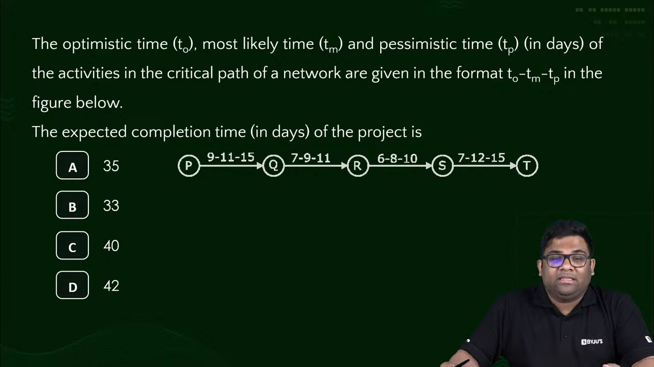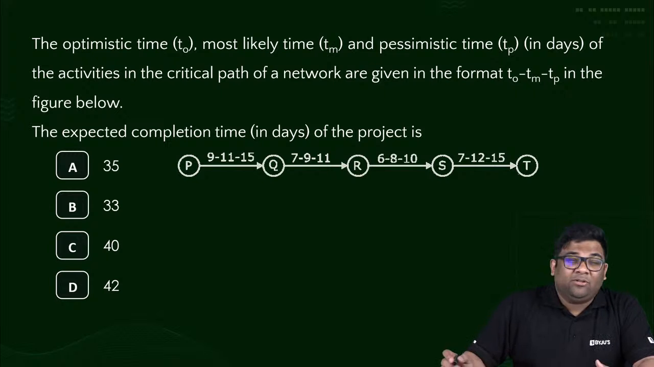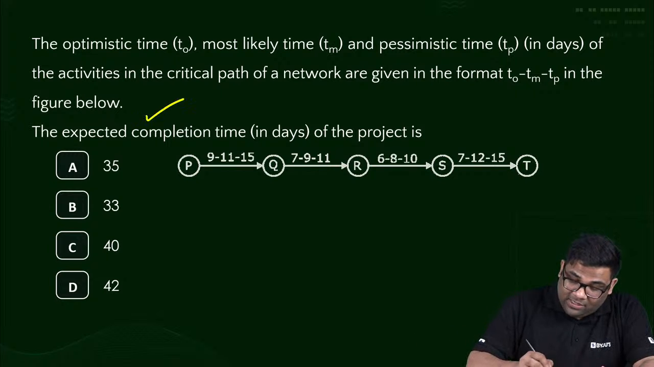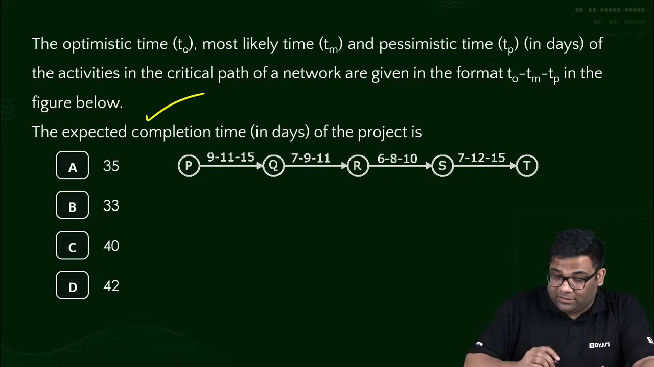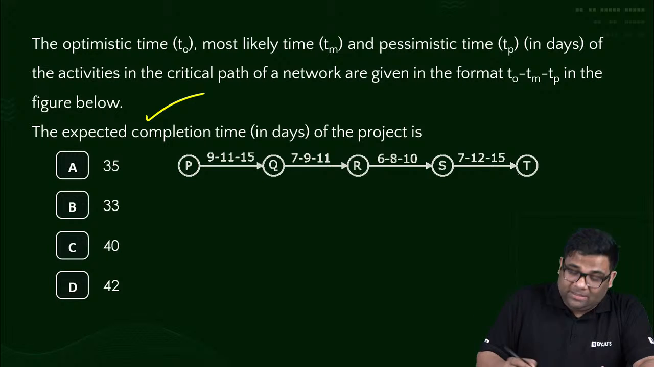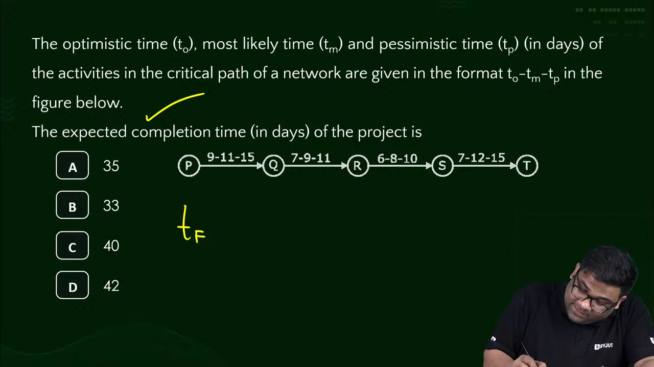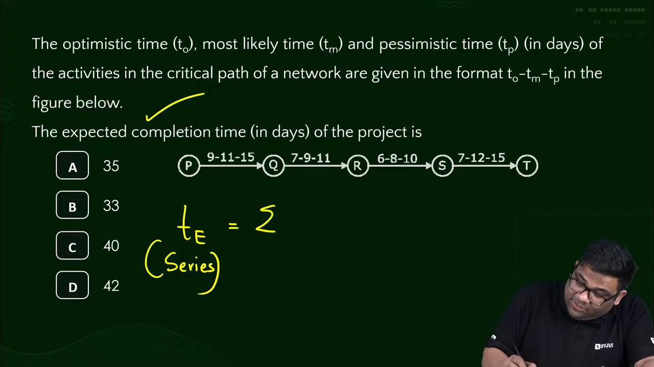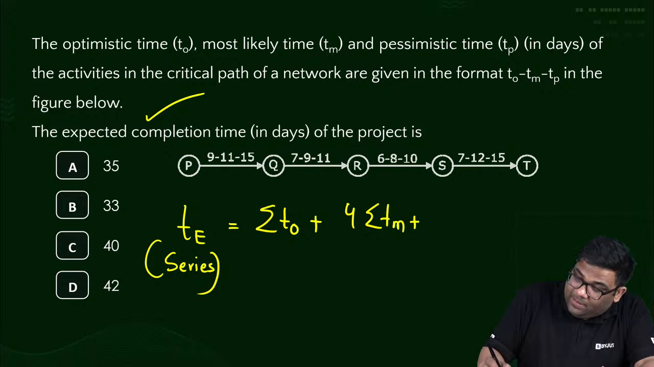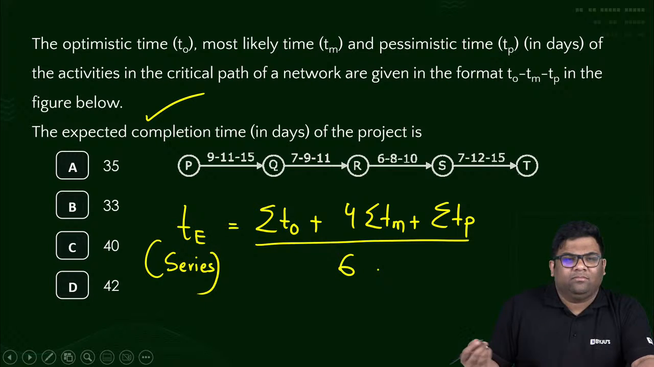Now coming to the series of activities. In a series of activities you can see T naught, TM, Tp are given. If they ask you to find the expected completion time of the project for a series, it is very simple. It will be summation of T naught plus 4 into summation of Tm plus summation of Tp, divided by 6.